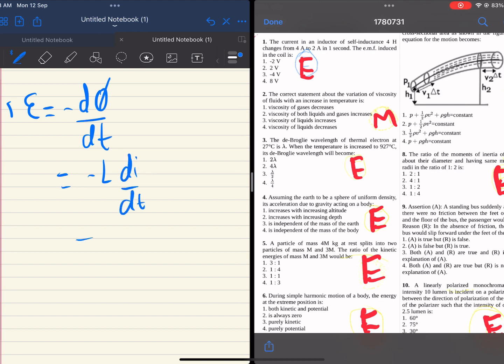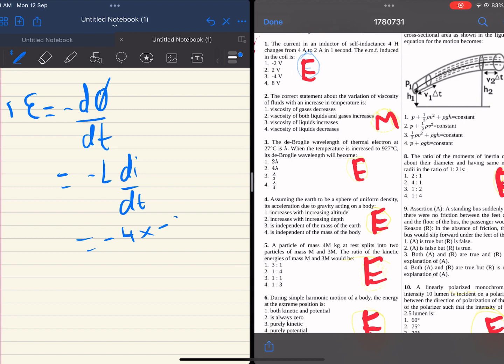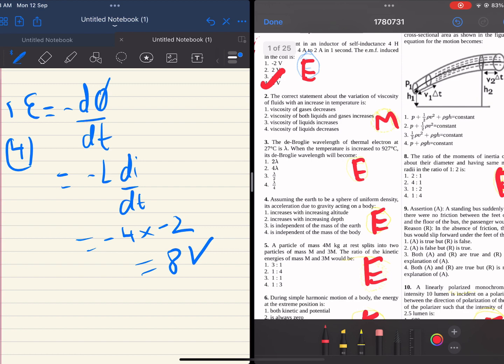So it is minus 4, and the rate of change of current is minus 2 ampere per second. So we get the answer as 8 volt, which gives us option 4. So the fourth one is the right answer for the first question.